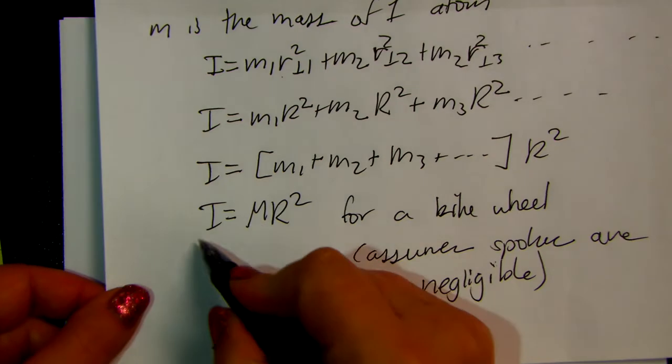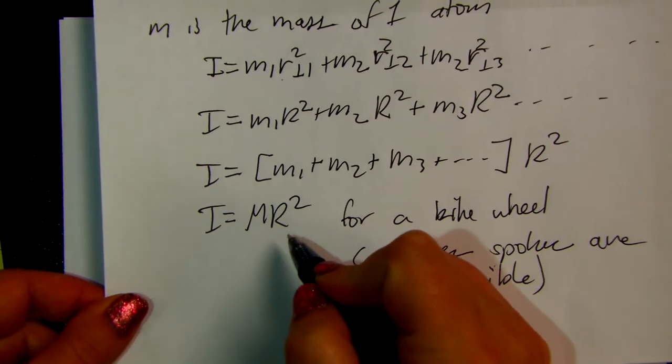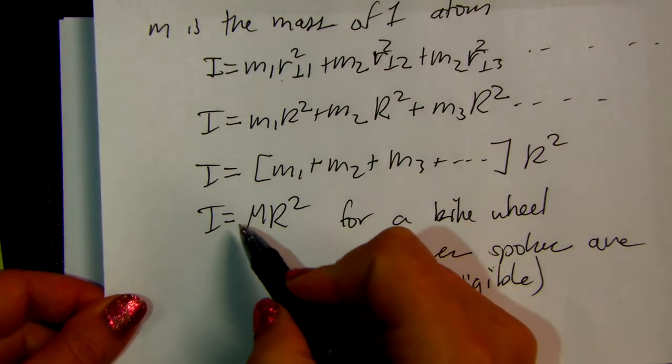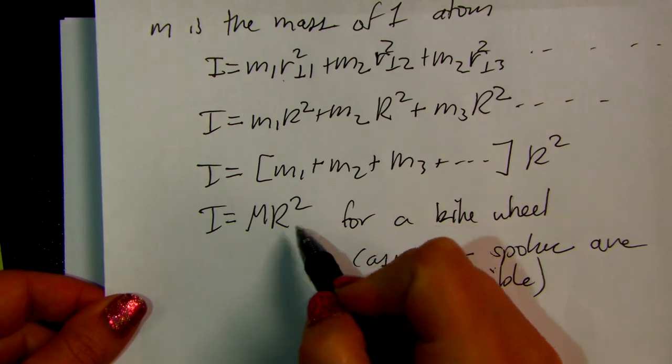So we talked about how the moment of inertia, which is how much it's going to resist rotation, is equal to the mass times the radius squared. All right, so let's do a practical example.